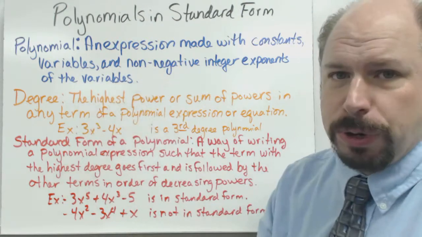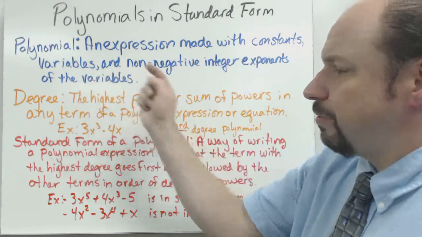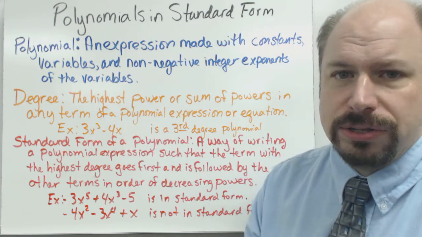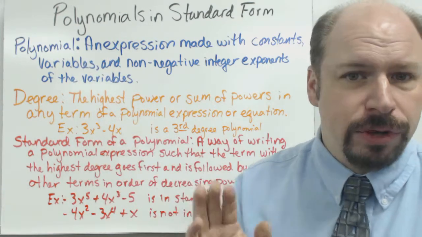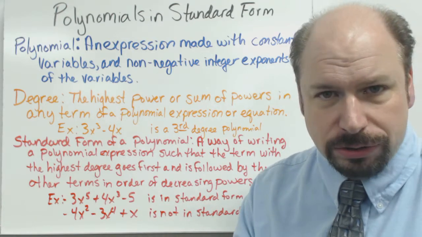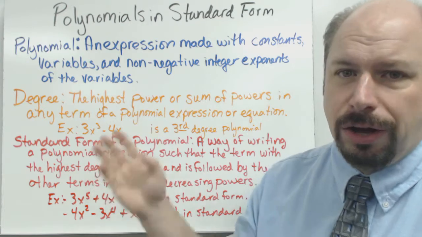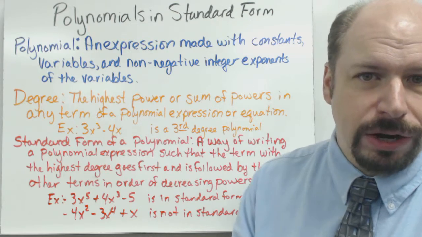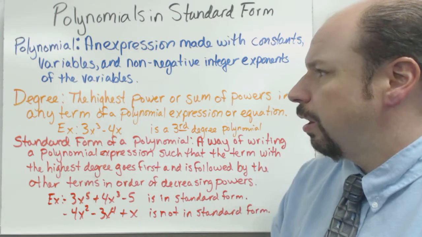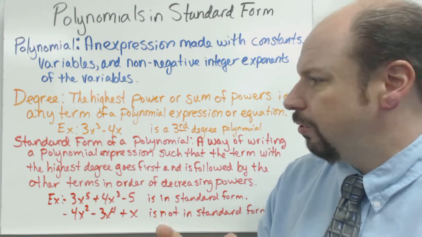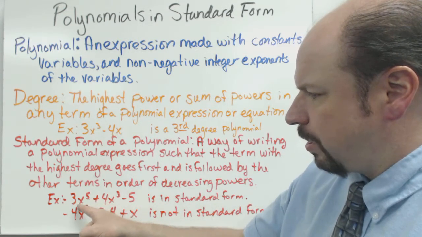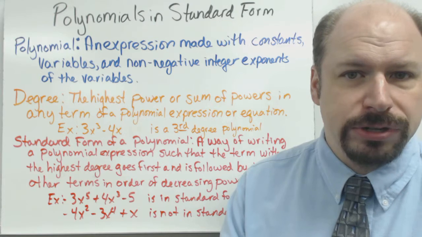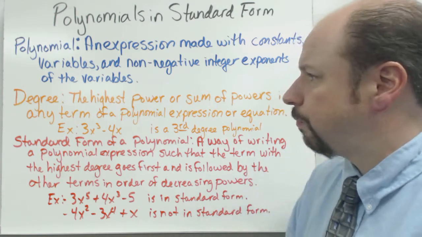A polynomial is just an expression made up with constants, variables, and non-negative integer exponents on the variables. So a polynomial cannot have fractions in the exponents. It can't have irrational numbers in the exponents. It has to be a non-negative integer in the exponent. The variable can also not be in the denominator of a fraction for it to be a polynomial. So lots of things to keep in mind there. If it looks like something like this, where it has just a variable with an exponent, and that exponent is a positive integer, it's probably a polynomial.